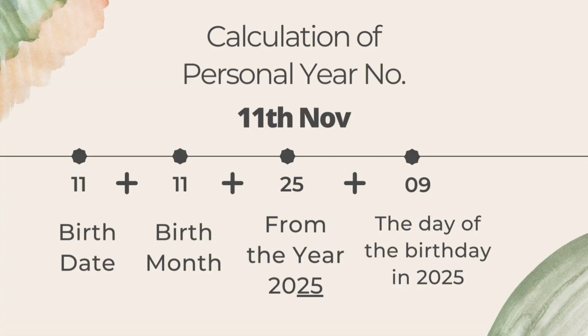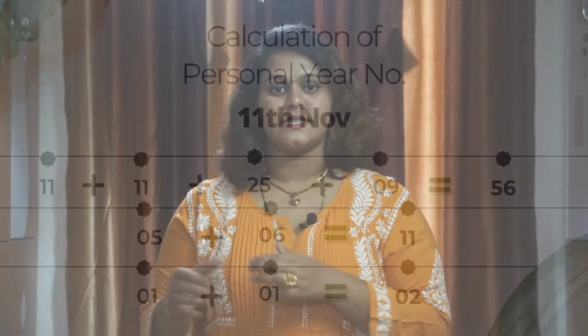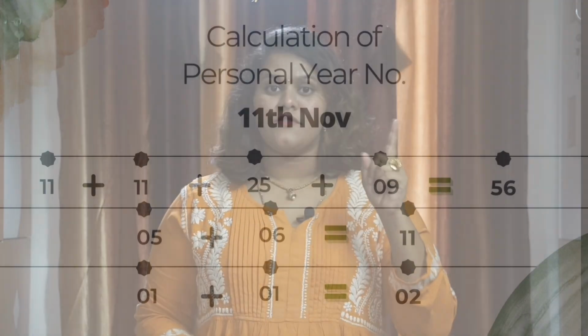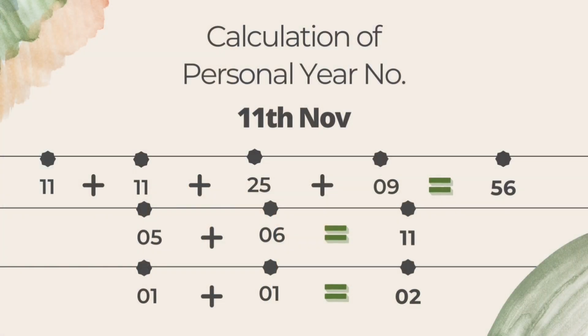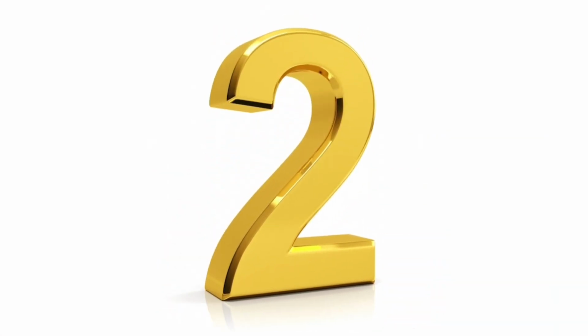So 11 plus 25 plus 9, which adds up to 56. Add that number till it becomes a single digit. 56 is 5 plus 6, which is 11. Then 11 is 1 plus 1, which is 2. So your personal year number according to this example is 2. In this way, calculate your personal year number, and every day we will be posting about what your year 2025 will look like.